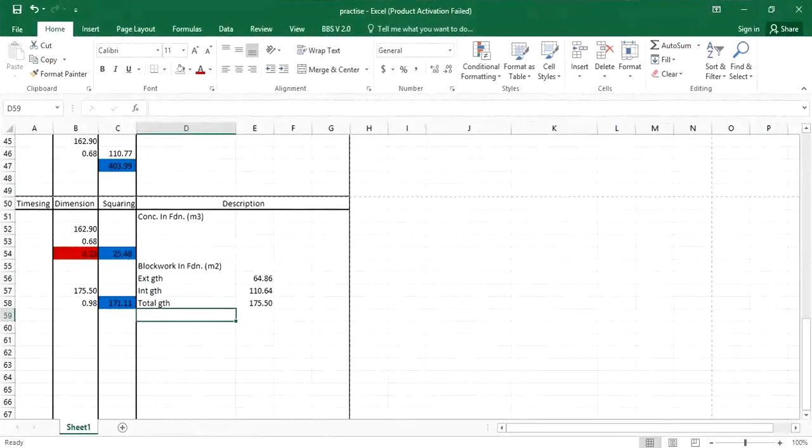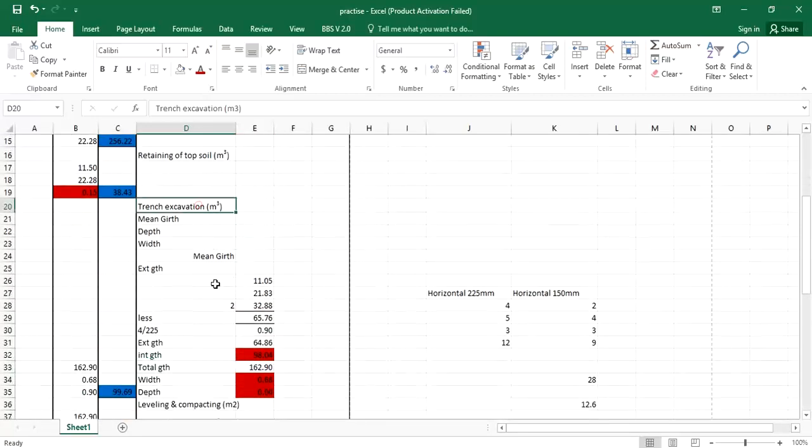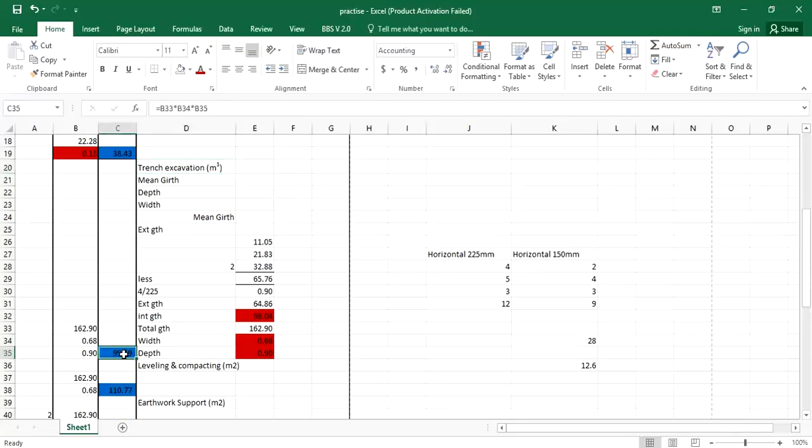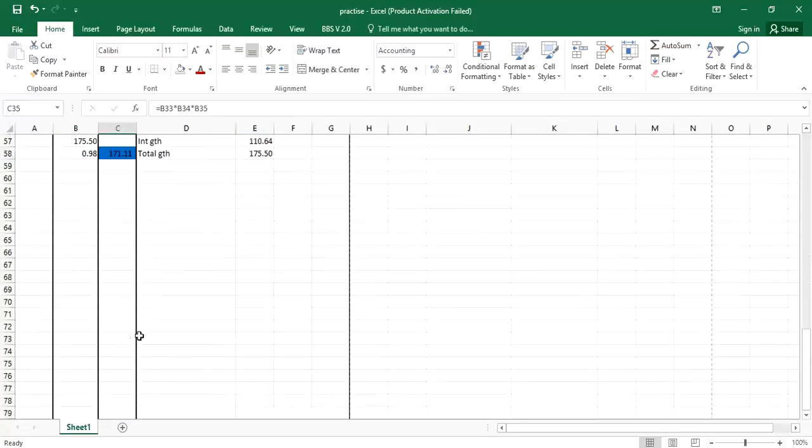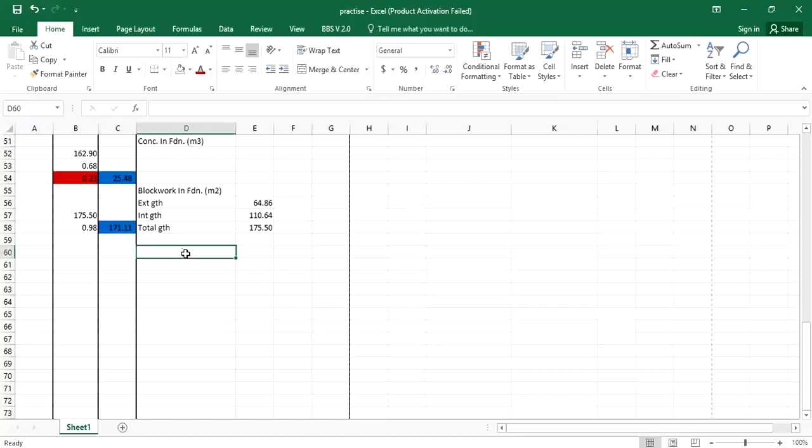So after block work in foundation, our next item to measure is disposal of excavated material and backfilling. In our trench excavation here, this is the volume of our excavated material. Some material has to be disposed, some has to be retained or backfilled. So that's why we calculate our disposal of excavated material. Let's start with disposal of excavated material.